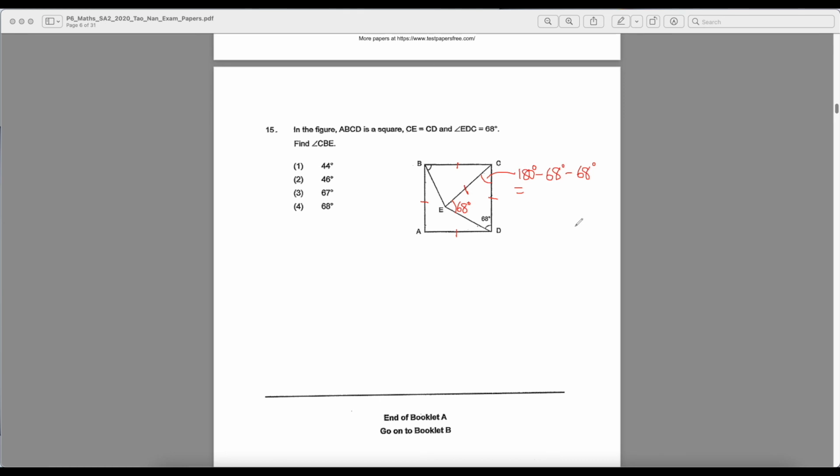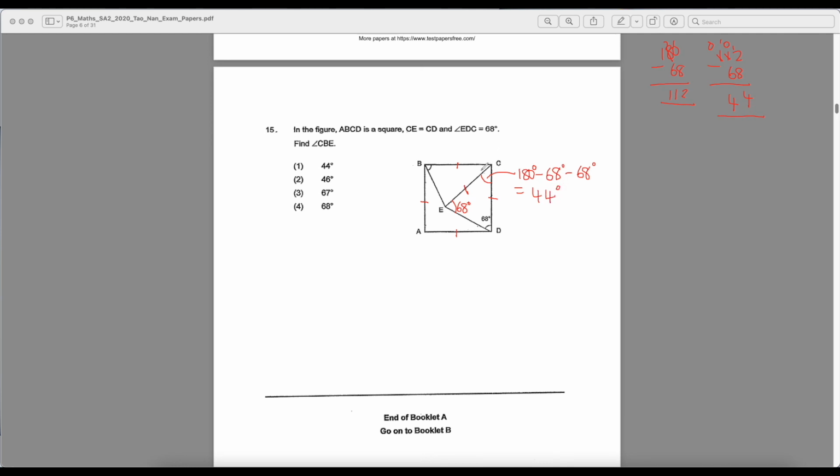Okay, I take total of triangle minus away the two base angles. So let's do it together with me, one by one. Okay, so you got it, you're gonna get 44. Okay, so that angle is 44 degrees.